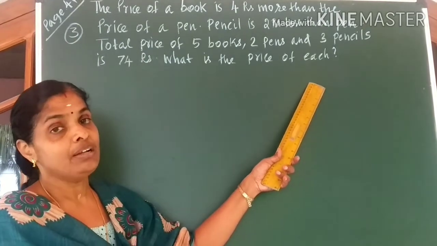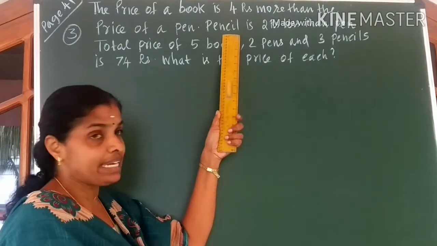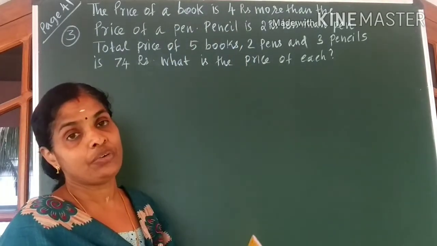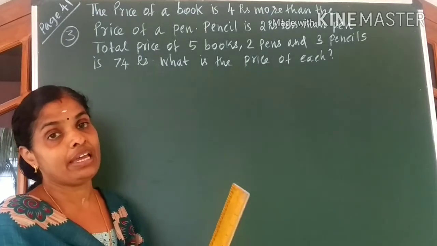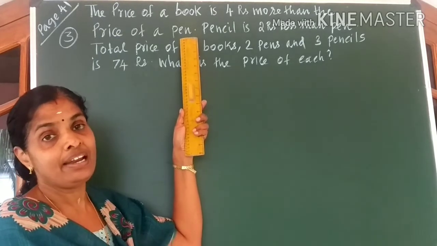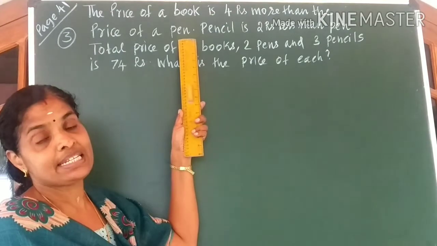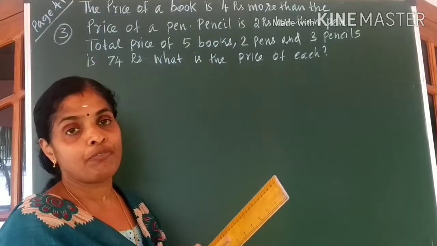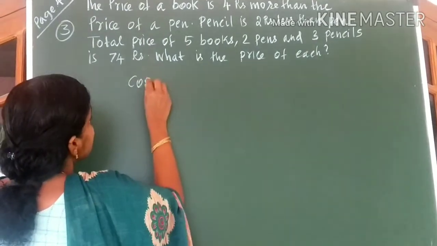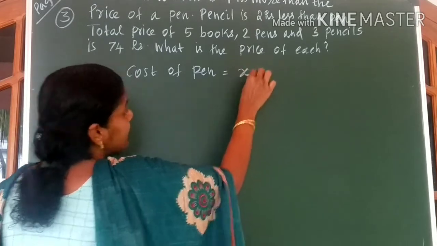You are given the cost of book and also cost of pencil in terms of pen. So what we have to take? We are not aware of the cost of pen. So we have to consider the cost of pen to be a variable. So let us consider the cost of pen to be equal to x. Cost of pen is equal to x.